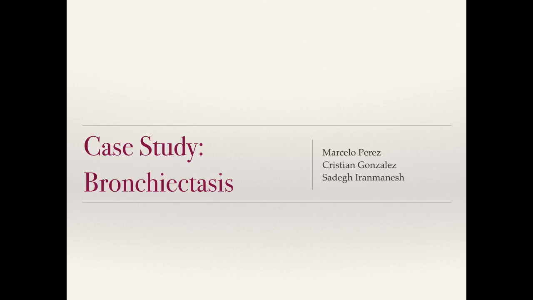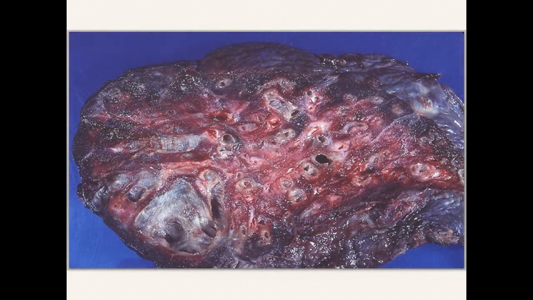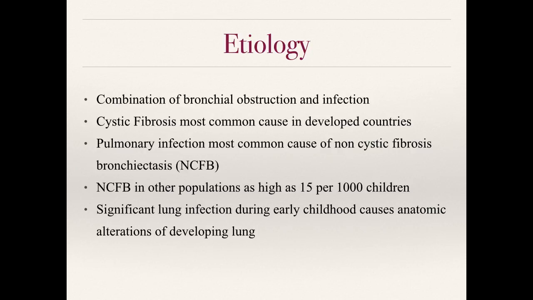Alright guys, so our case study is on bronchiectasis, and here's a photo just to give you an idea of what it looks like. Most causes of bronchiectasis are going to include some combination of bronchial obstruction and infection. In developed countries such as the US, cystic fibrosis is the most common cause, with pulmonary infection being the most common cause otherwise in non-cystic fibrosis bronchiectasis, or NCFB.